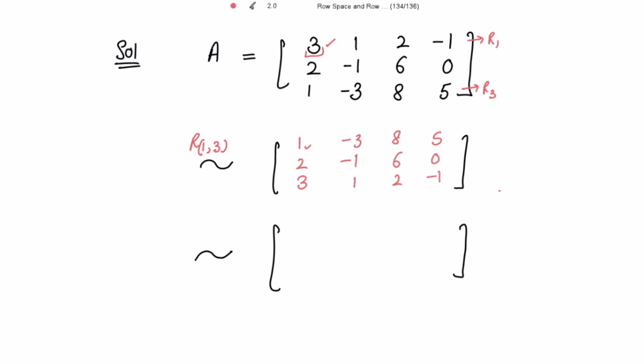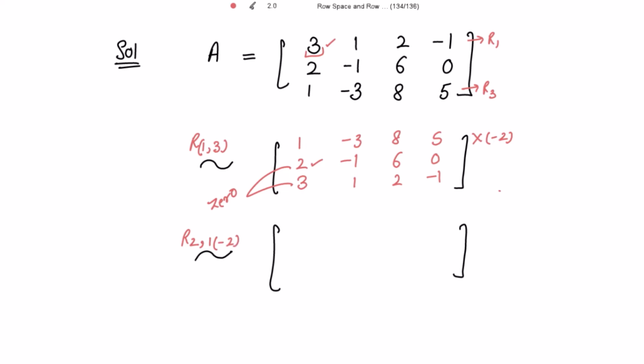Now to make this the leading element, these two elements should be 0, right? So how to get 0 over here? If I multiply the first row with -2 and add the resultant elements to the second row, I can get 0 here, right? So changing the second row by adding its elements to row 1, but the elements of the row should be first multiplied with -2.